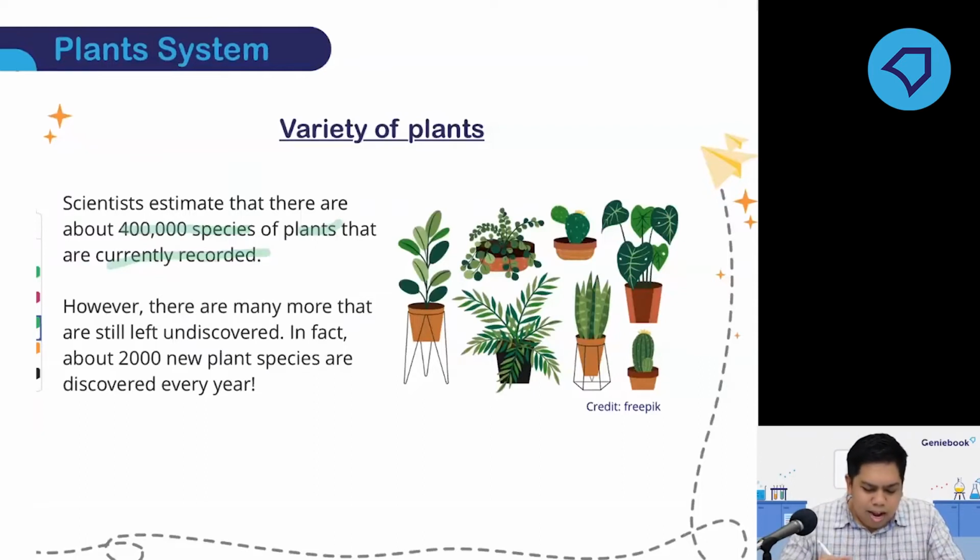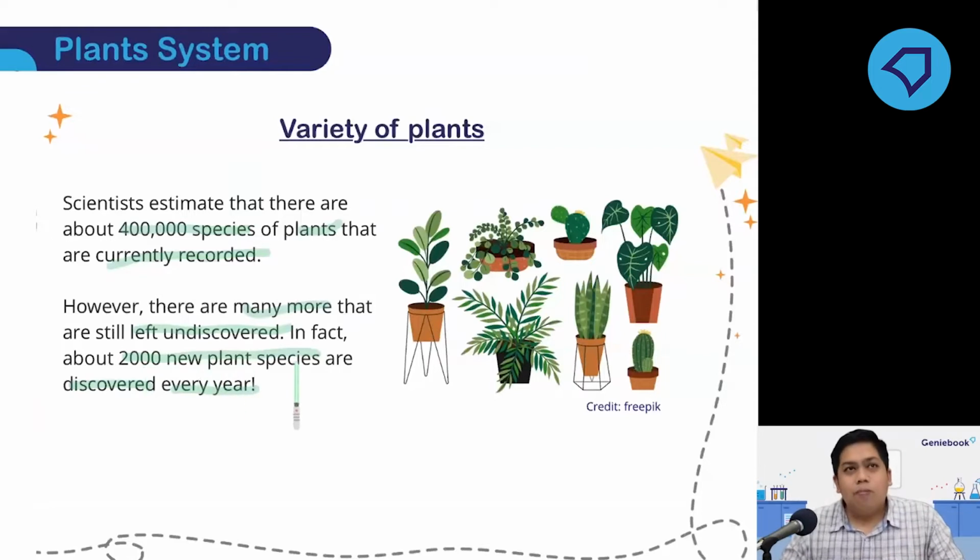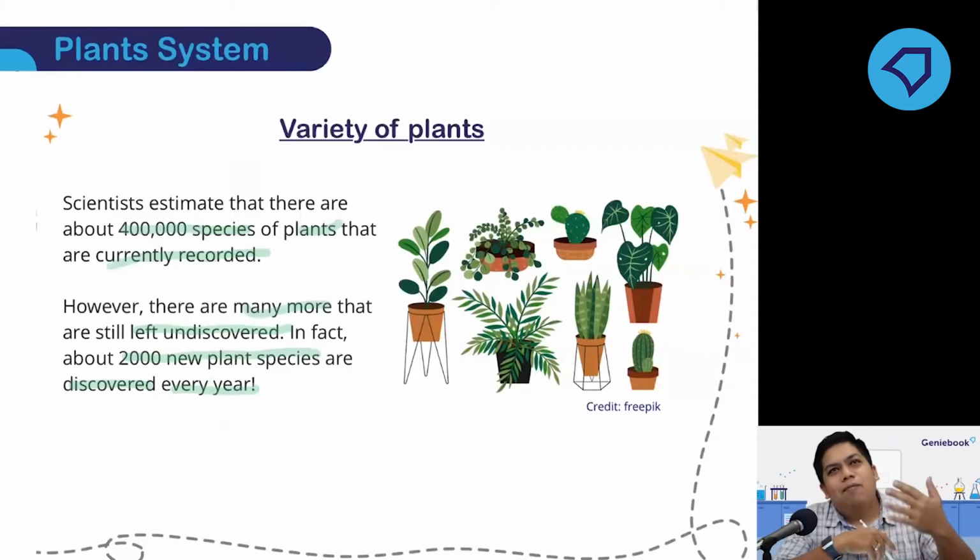However, do you know that there are actually many more that are still left undiscovered? In fact, every year 2,000 new plant species are discovered. Every single year, 2,000 new plant species are discovered. So I hope that we have budding scientists among our Geniebook students, so that one day in the future, when any of you become scientists or botanists, those who specialize in plants, you will discover some kind of plant and the plant will be named after you.